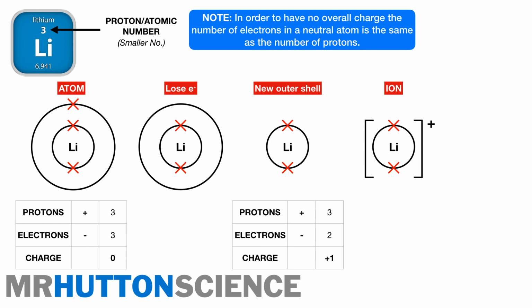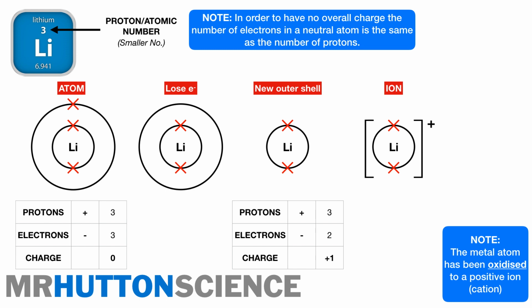We've got the square brackets and we've got the charge in the top right corner. Okay, so has this been oxidized or reduced? Remember, oxidation is loss of electrons. So has lithium lost electrons? Yes, it has. So the metal has been oxidized to form a positive ion, known as a cation.